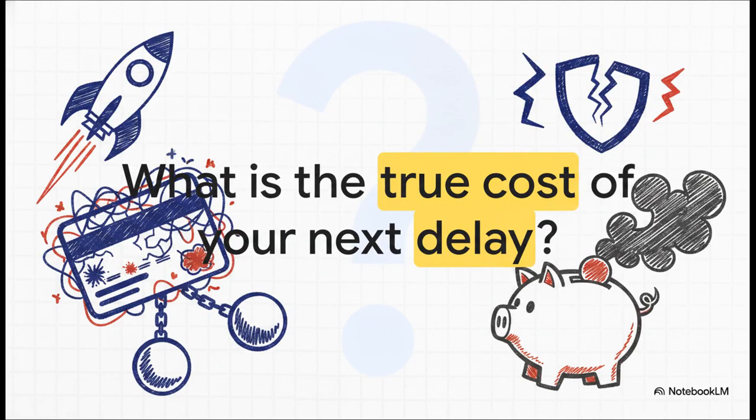So, as we wrap up this explainer and you take a hard look at your own organization, you have to ask yourself, is your team truly moving fast to innovate? Or are you just running up a massive, invisible credit card bill that your business simply won't be able to afford when the inevitable breach happens? Seriously, what is the true cost of your next delay?